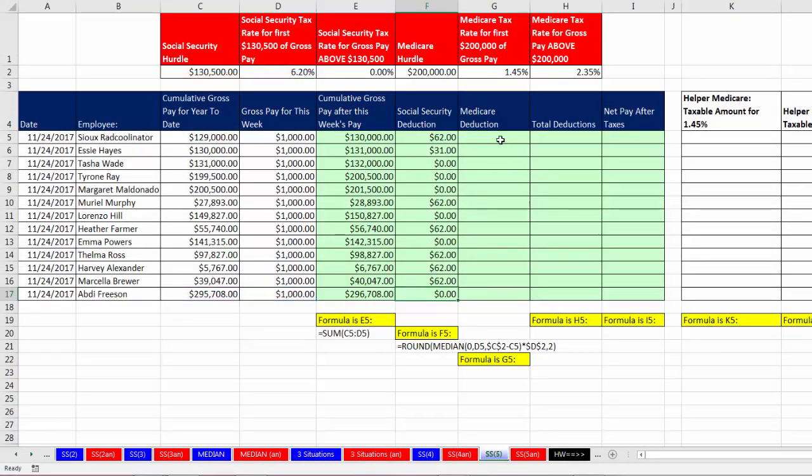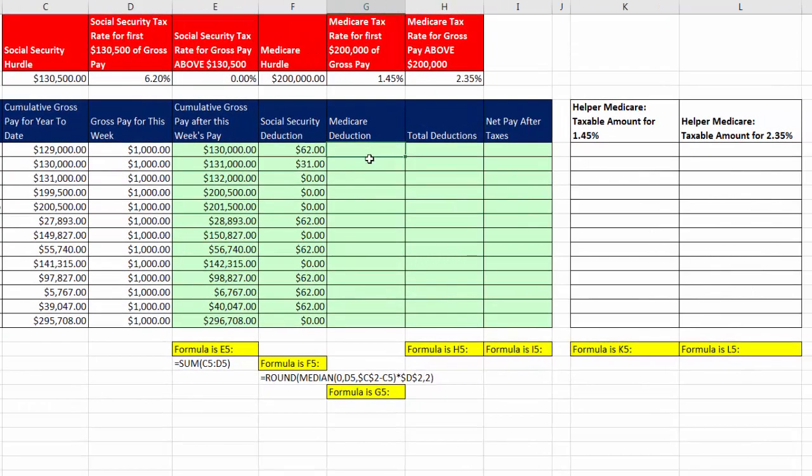All right, now Medicare. Now we could build a huge, long formula, but sometimes when you have a solution like this, you can come off to the side and use two helper columns and then refer to those in our final deduction calculation. So I'm going to create taxable amount for the 1.45% and then taxable amount for the 2.35%. How do we do that? This is the amount of taxable earnings for when we're below the hurdle.